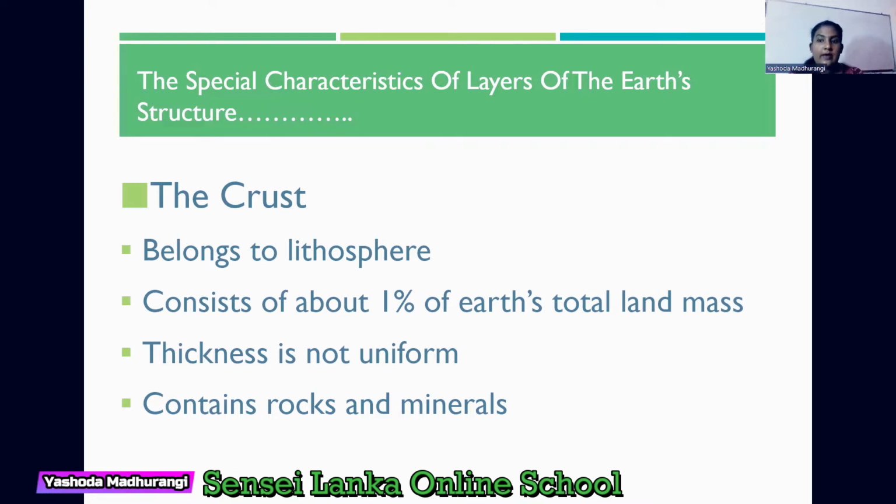Now come to the crust, the first one. It belongs to the lithosphere. That is its speciality. It consists of about 1% of Earth's total land mass, so it's a thin layer. The thickness is not uniform. What is the meaning of that? The thickness of this layer is not uniform.